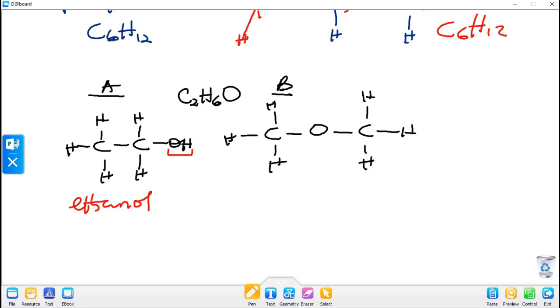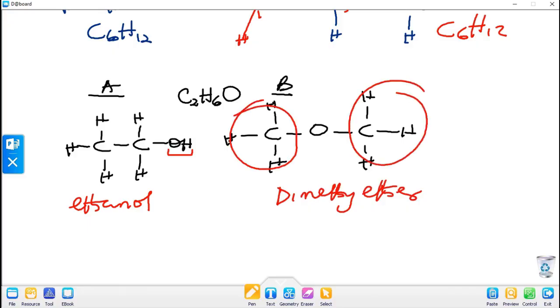But in the case of compound B, this is what we call dimethyl ether. Dimethyl ether, because there are 2 methyl groups, 1 methyl and another methyl. And this is ROR, which is the ether group. It is called dimethyl ether. So we can see that compound B belongs to the ether homologous series, and compound A belongs to the alkanol homologous series. And they both have different functional groups, but they only share the same molecular formula. So this is what we refer to as functional isomers.